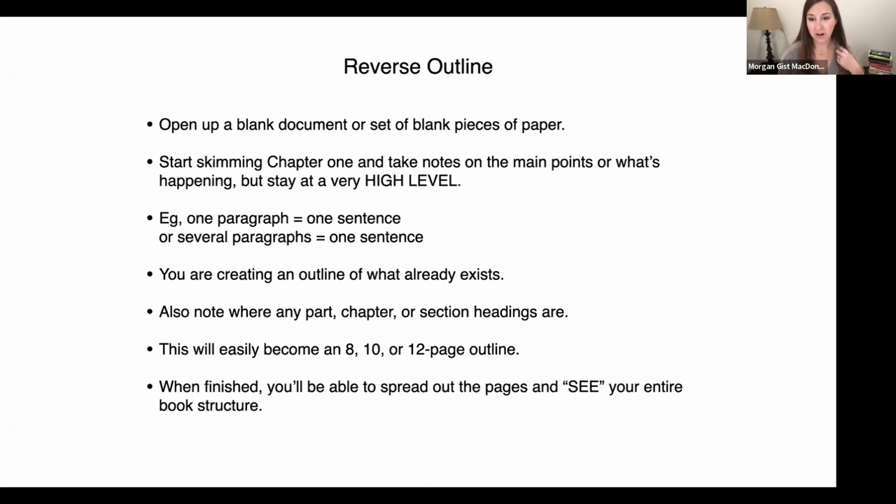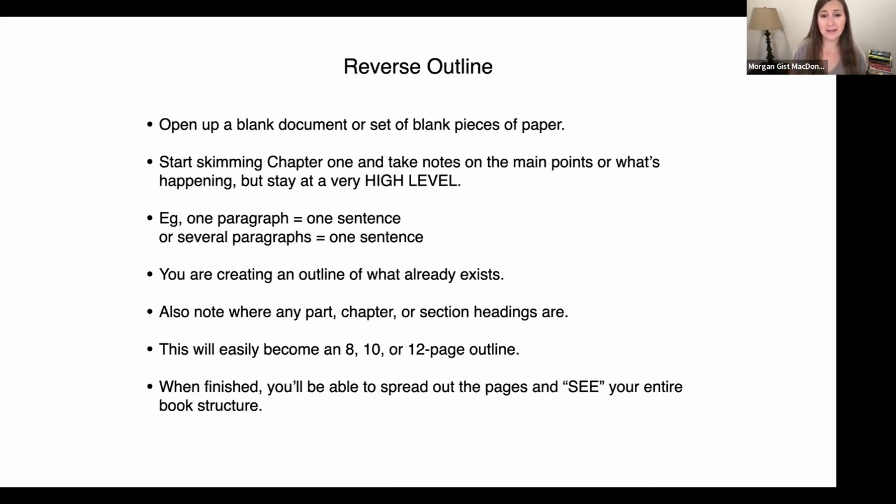Yeah, exactly. Casey says a gut read, not a revision. Yep, exactly. Note where any part or chapter or section headings are. So if you've got dividers, and it's a scene change or a chapter change, just note that. Maybe it's a different color pen, maybe you're just drawing an arrow, but just so that you can keep track of where you are in the book.